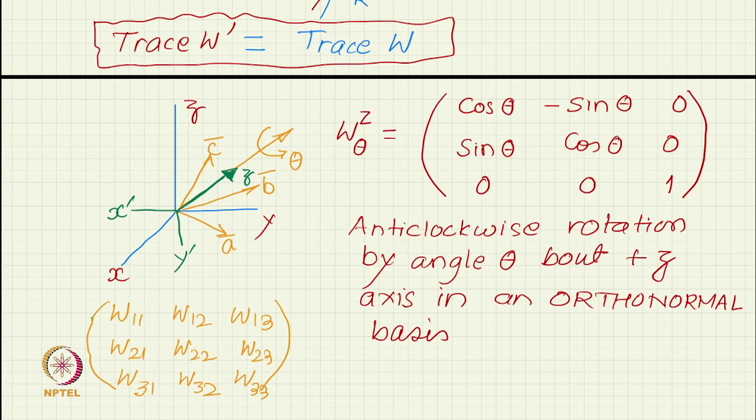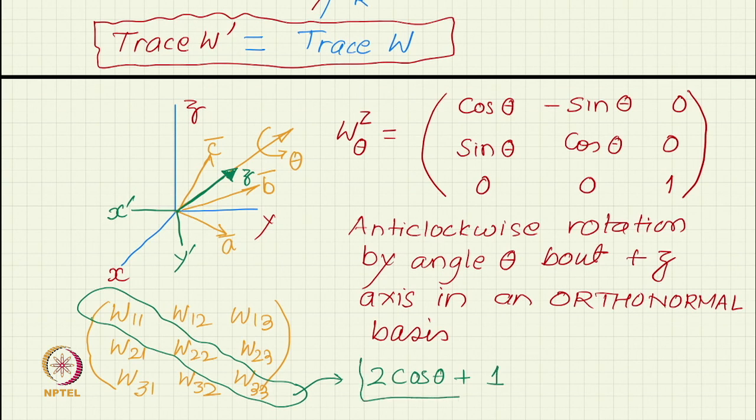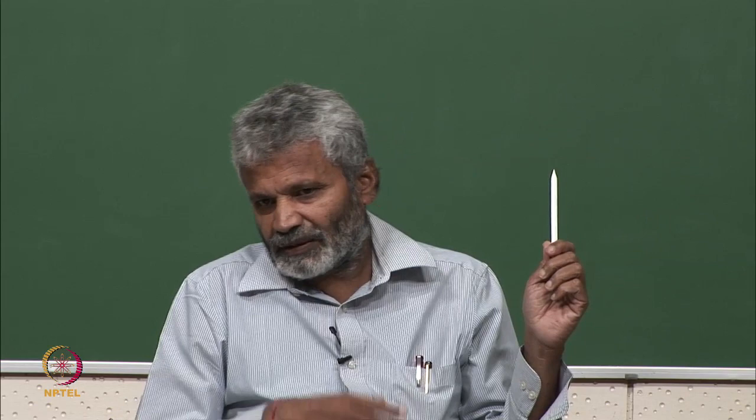But when we add these three numbers, the theorem is giving us the confidence that it has to be 2 cos theta plus 1. So the trace of a rotation matrix, irrespective of the coordinate system, if the rotation is by an angle theta about whatever axis, the matrix will keep changing form depending on which way the axis is oriented. But if the angle is theta, the trace has to be 2 cos theta plus 1.